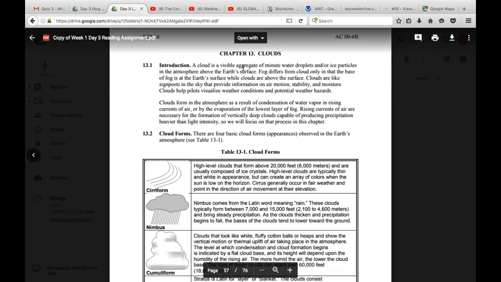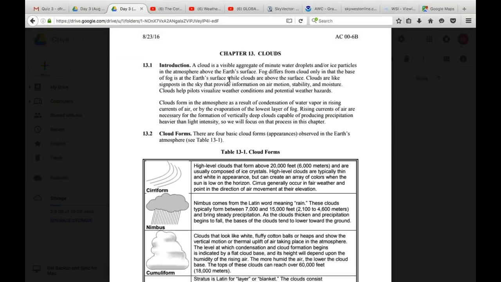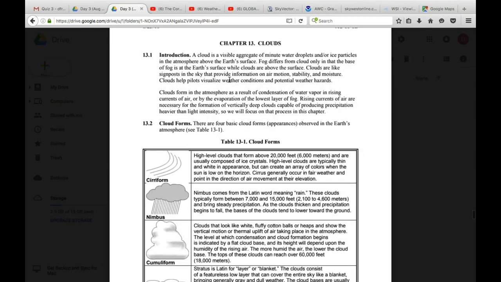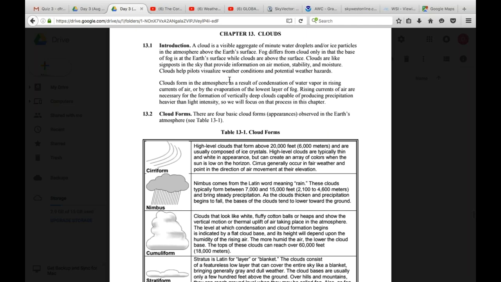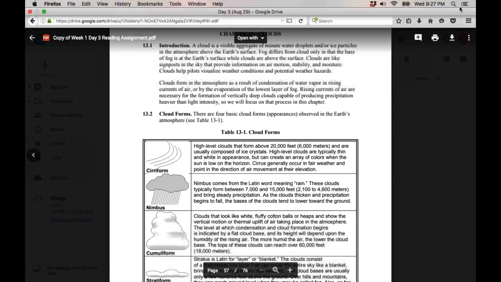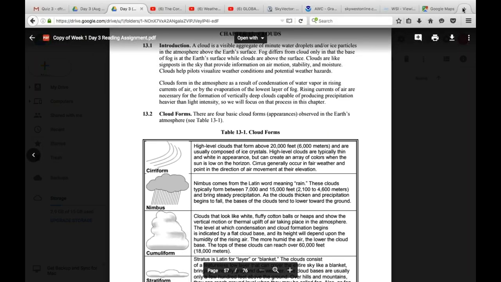A cloud is a visible aggregate of minute water droplets and/or ice particles in the atmosphere above the Earth's surface. Fog differs from cloud only in that the base of the fog is at the Earth's surface, while clouds are above the surface. Clouds are like signposts in the sky that provide information on air motion, stability, and moisture. So there are certain clouds that you see and you want to avoid like the plague when you're flying through the air. One of them is those lenticulars.